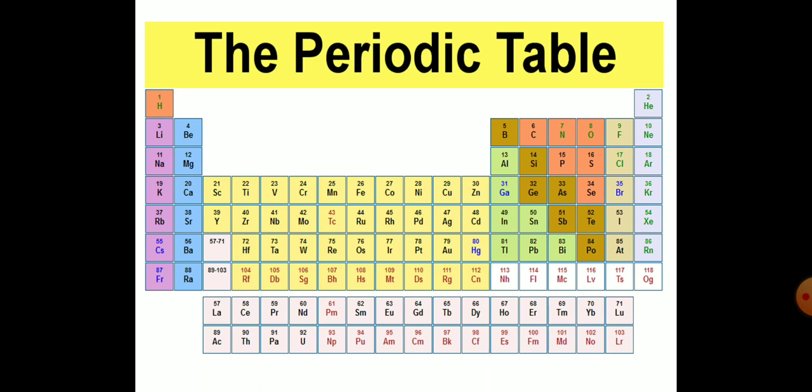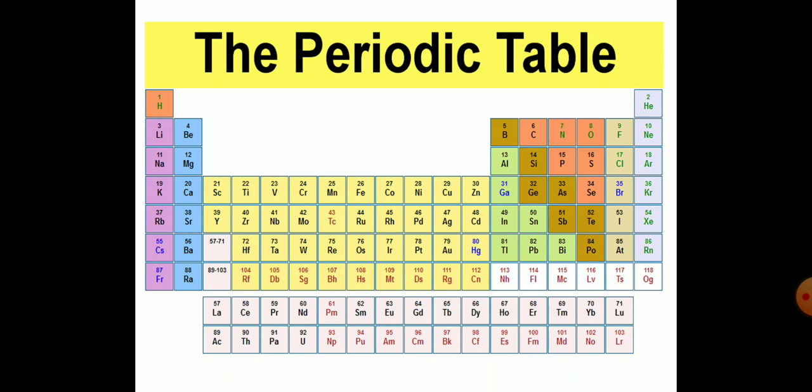Similarly, in the first row, you have only 2 elements. One is hydrogen, the second one is helium. At the last end you see, that is the helium. Now what is 3? It is lithium. Okay, 4 is beryllium. Fifth one is boron. Sixth is carbon. Seventh, nitrogen. Eighth is oxygen. Ninth is fluorine. Tenth is neon.